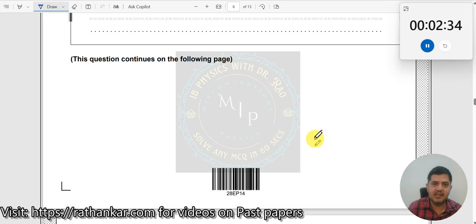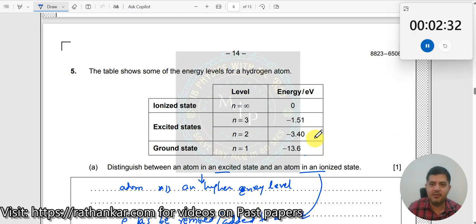This is what we have. Now let me go back to the table. When a table is given, you have to use it. I said that when you have a wavelength lambda, that should be equal to the energy difference between any 2 levels. So let us find the energy difference between these two. 13.6 minus 3.4 is definitely 10.2 electron volt.